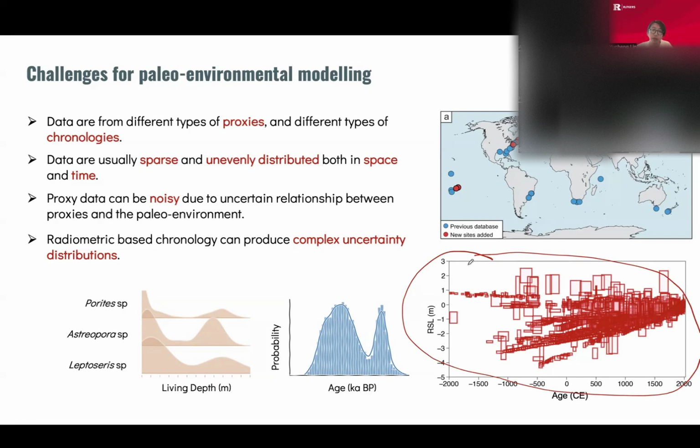Proxy data is really noisy because the proxy basically means you have something that covaries with the target value, but you don't know how, right? For example, coral reef can change with sea level, but you don't know how. You have to infer the coral living depth, which is what we call noisy. Okay, so the last complexity, maybe the most annoying one, is that radiometric-based chronology and some proxy data can produce really complicated uncertainty distributions, which are hard to deal with.